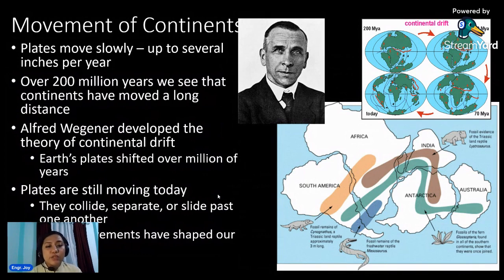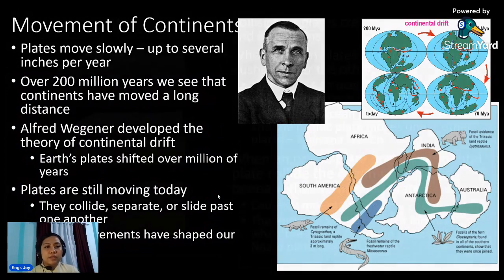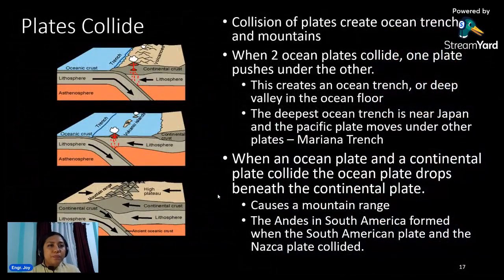So plates are still moving today, and they collide, separate, or slide past one another, and these movements have shaped our landforms. And this is the reason why there are several earthquakes. So plates collide. Collisions of plates create ocean trenches and mountains.